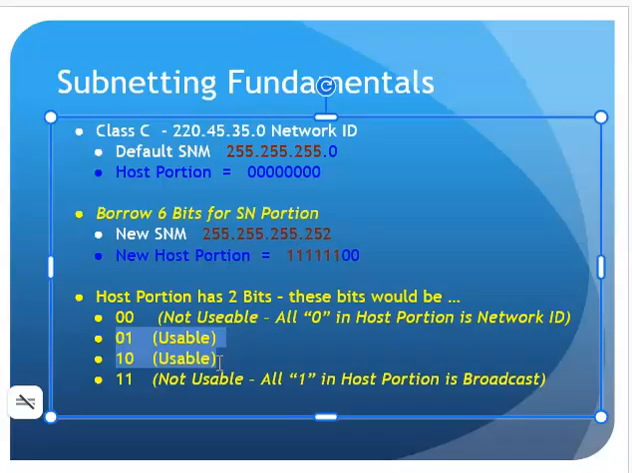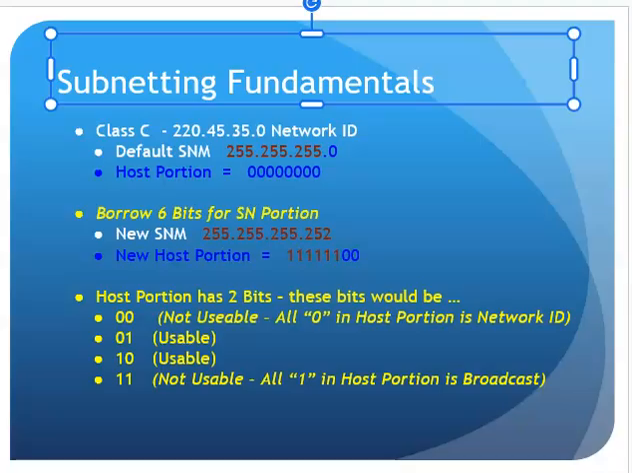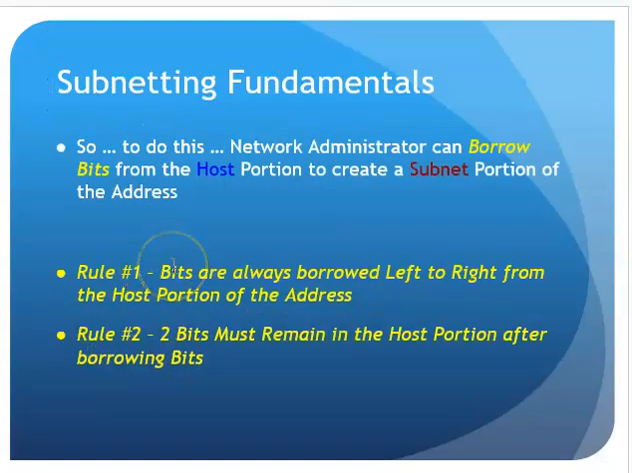Which, if I'm dealing with a connection between a Harrisburg router and a Gettysburg router, we only need those 2 IP addresses, one for each router. There's nothing else in between that I would need to identify. So for that link between Harrisburg and Gettysburg, this would be fine. That subnet would be okay. But there's the reason I have to leave at least 2 bits. So those 2 rules: borrow left to right always in the host portion, and I need to leave at least 2 bits behind in the host portion.